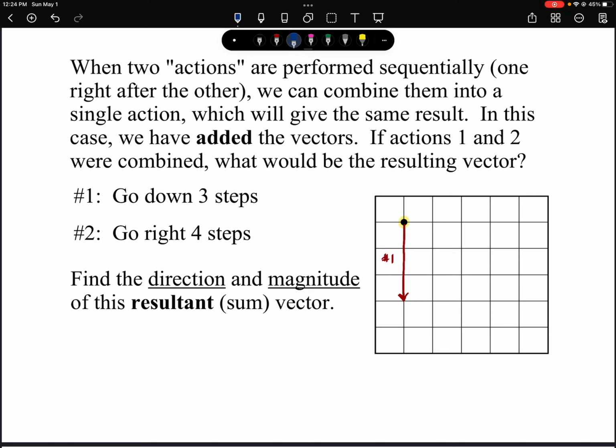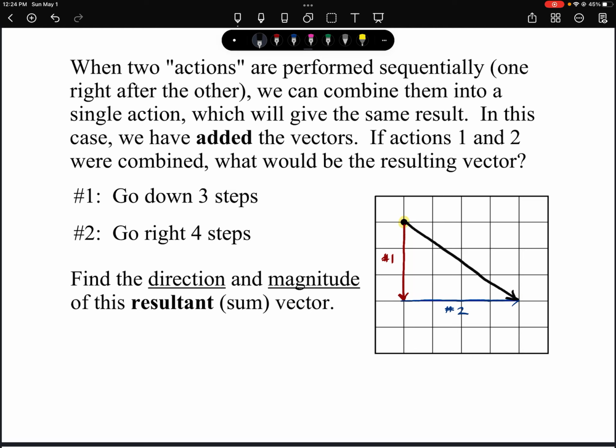And then it asks us to then go to the right 4 steps. So that'd be 1, 2, 3, 4, right? We went to the right 4 steps. This was that second step. Okay, so we could either choose to do that, go down 3 and then to the right 4, or it might be considered more efficient to start at that initial point and go this direction down to right there.